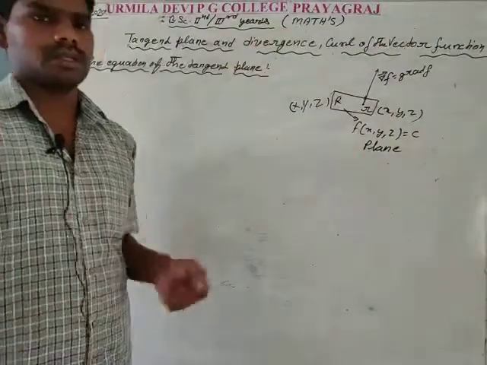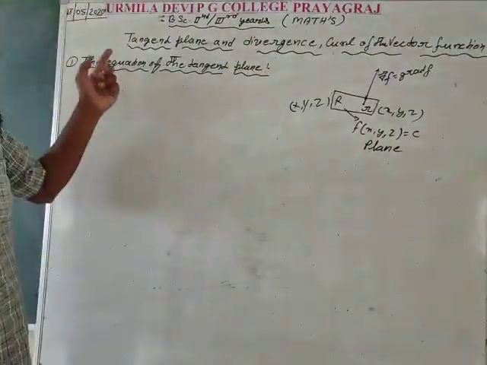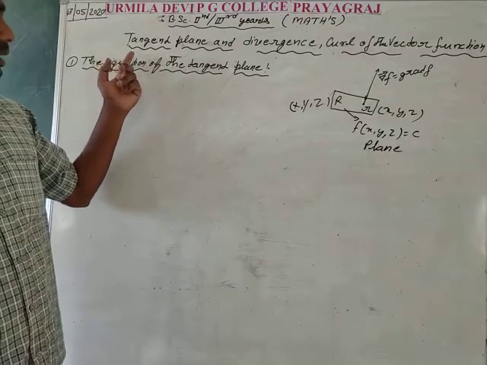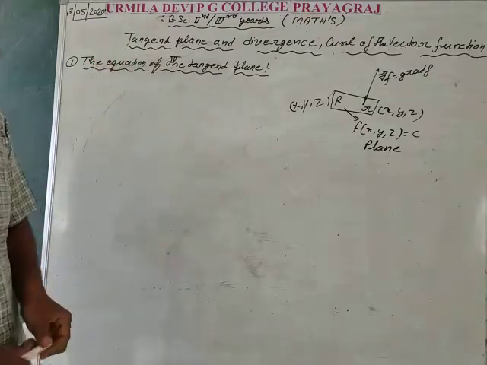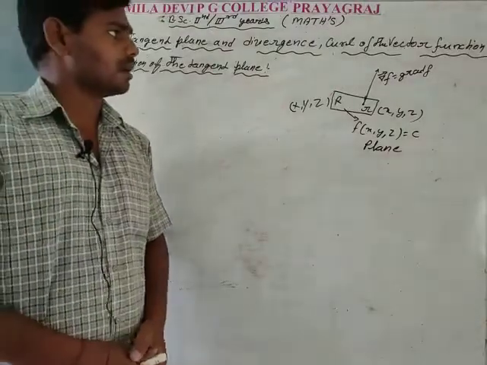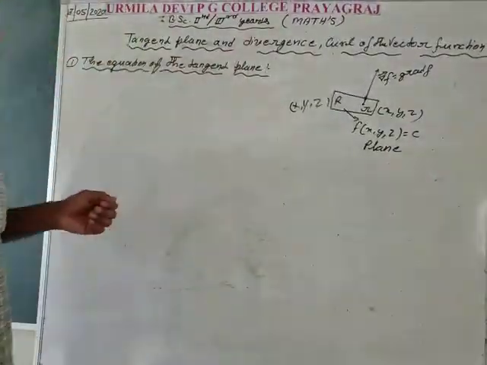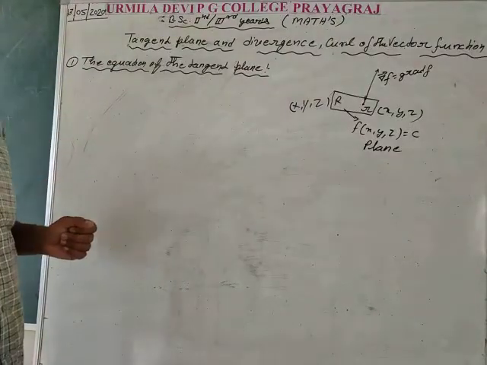Today we consider BSc second year and third year classes in the mathematics group. Our subject is maths. We will discuss the tangent plane and divergence and curl of a vector function. Our first article is the equation of the tangent plane.